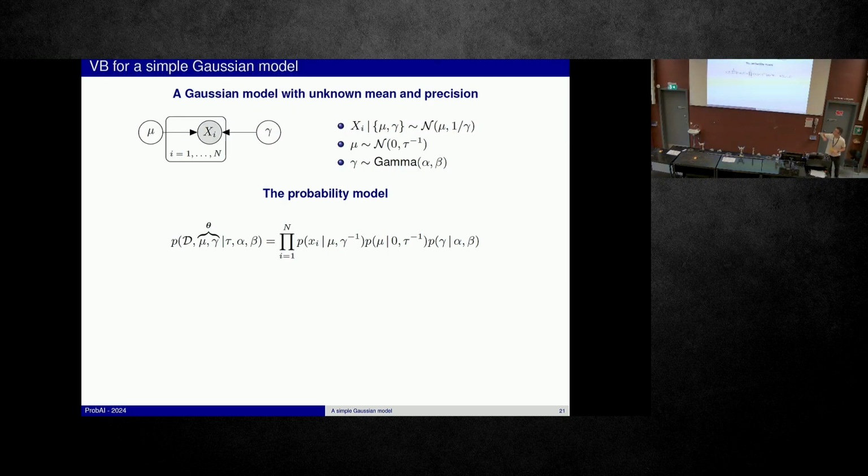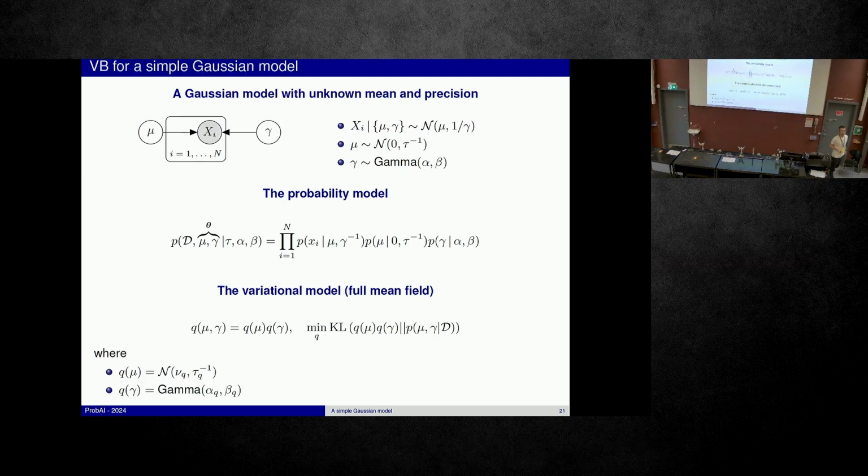And here to the left we have the plate notation of this model that Celia and Andrew also showed you yesterday. If you take this model in the plate notation and write it up, we have a factorized form that looks something like this, where we have our data, calligraphic D, mu and gamma. Mu and gamma we are collectively calling theta, so these are the parameters that we're interested in calculating a posterior distribution over. Then we have n data points, where we have our likelihood term multiplying, and then our prior terms for our unknown parameters.